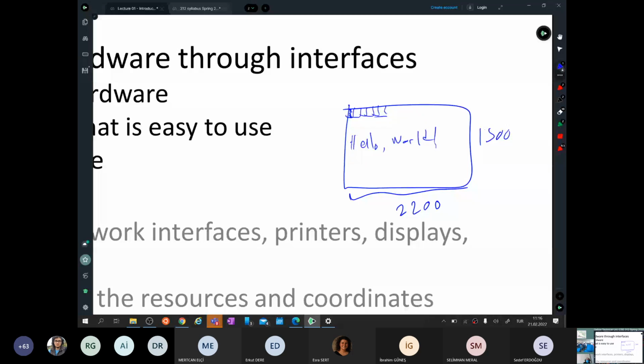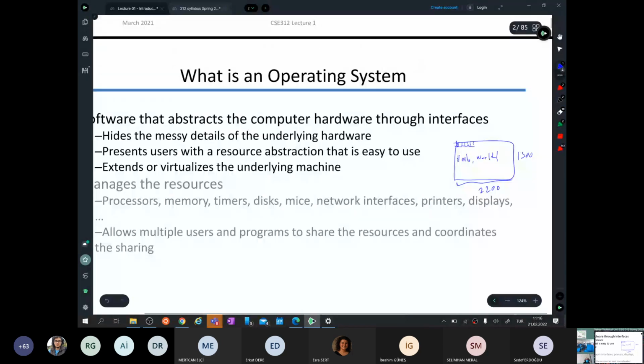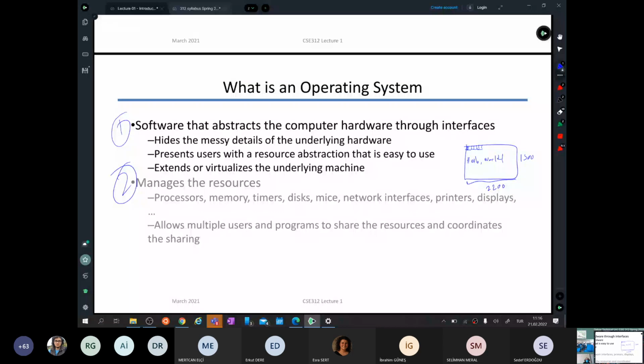Then the bad thing is that my screen is not the only screen that I have to deal with. There are literally thousands of different screen types, and I cannot possibly know the details of all of them. So who makes this isolation between my program and the hardware? It is the operating system. It hides all the messy details of the underlying hardware.